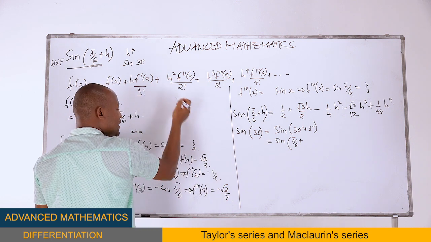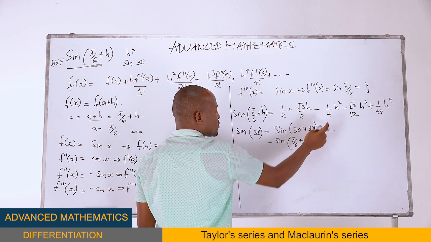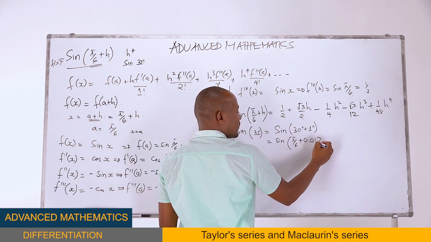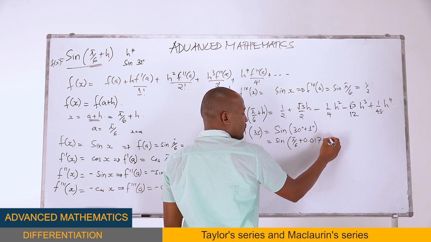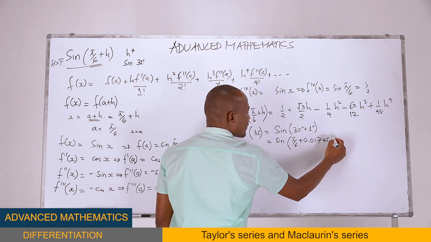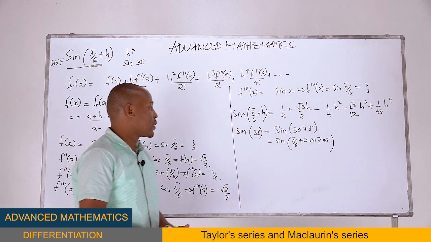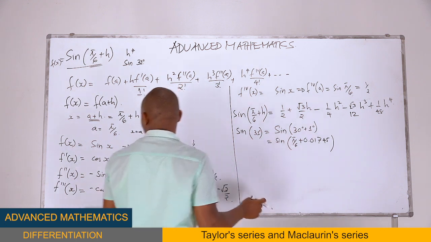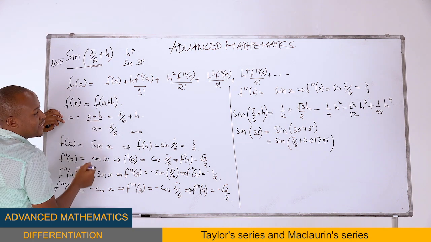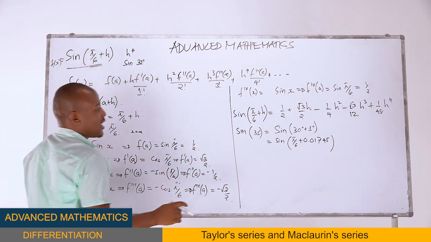If you try to convert this 1 degree into radian form, you will see you have 0.01745. Try to convert, and you will see it end up there. This is what we are trying to look at. That is to say, we have this thing. This is our a, and that is our h. Then this is how it looks.